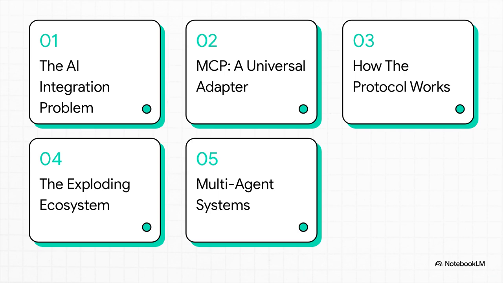So here's how we'll break it down. First, we'll dig into the big integration problem that was holding AI back. Then, we'll show how MCP swoops in as the solution and take a peek at how it works. After that, we'll look at the incredible ecosystem that's just blown up around it. And finally, we'll look to the future and how MCP is building the foundation for teams of AI agents.